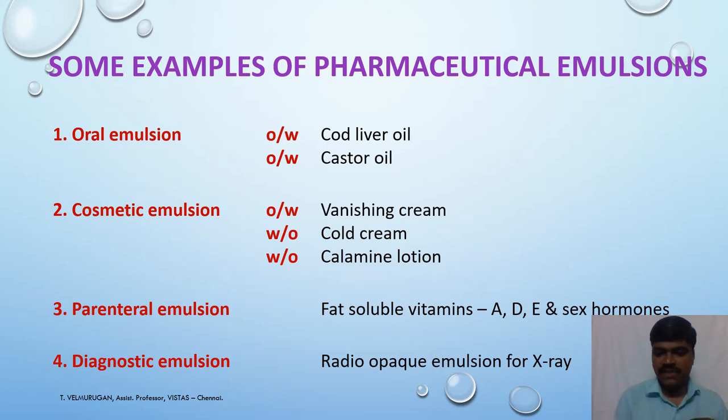These are oral emulsions. Then cosmetic emulsions: vanishing cream, cold cream, calamine lotion. I think you know them very well. Everyone should know calamine lotion and cold cream. Then parenteral emulsions: fat soluble vitamins A, D, E, and some sex hormones. The next, diagnostic emulsion: radio opaque emulsion for X-rays. These are all some pharmaceutical examples of pharmaceutical emulsions.